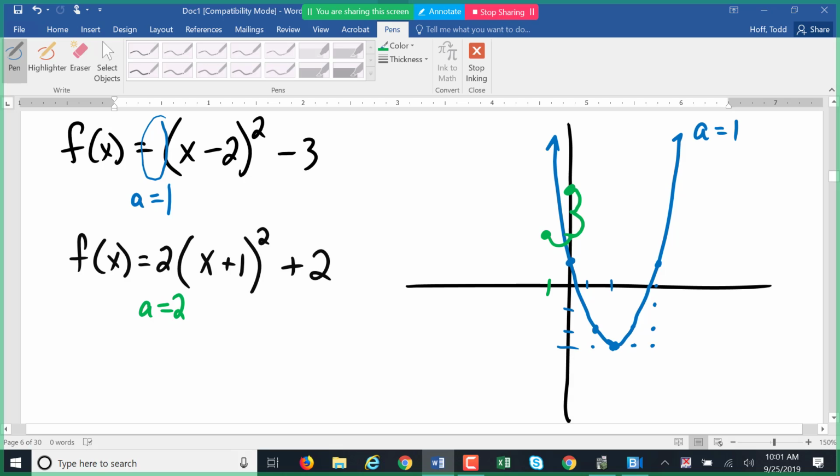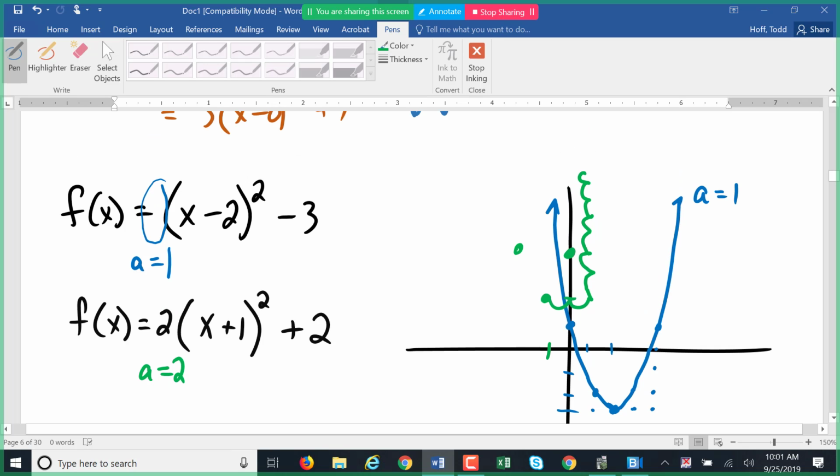Go in the other direction, it's the same. We go over 1, we go up 2 times 1 squared, or up 2. When we went over 2, we went up 2 squared, or 4. Now we're going to go over 2, we're going to go up 2 times 2 squared. So 2 squared is 4, 2 times that is 8. 1, 2, 3, 4, 5, 6, 7. Scroll up. 8, right there. Same on the other side. We go over 2, we go up 8. It narrows our parabola considerably, for a equals 2.